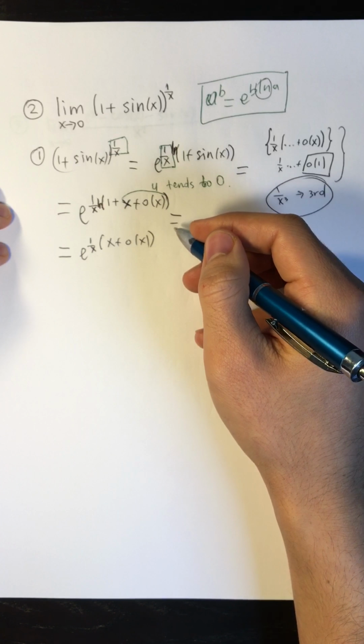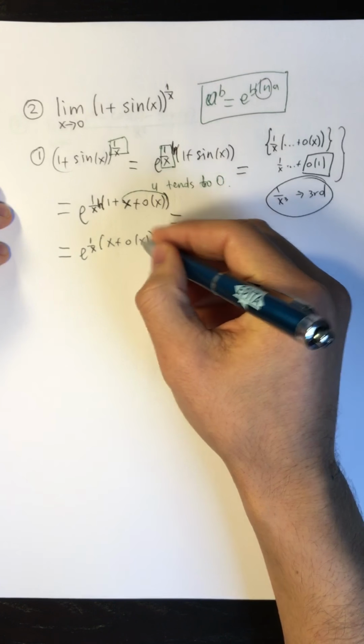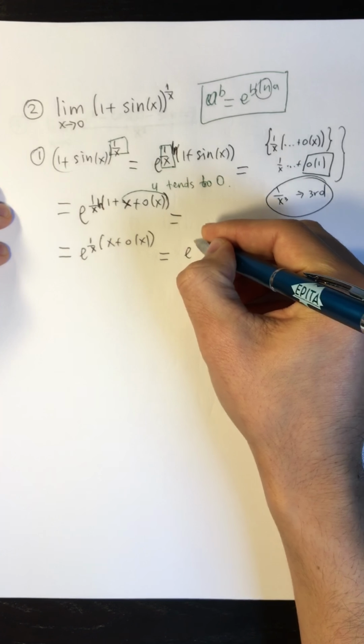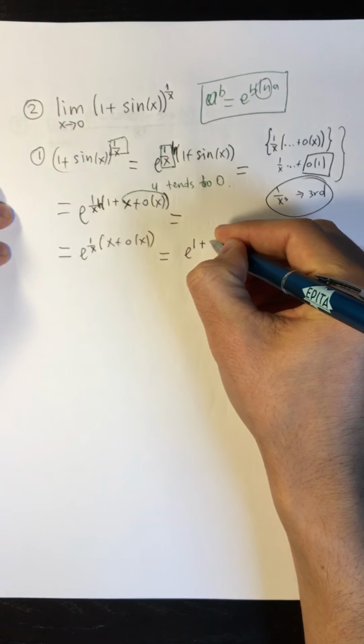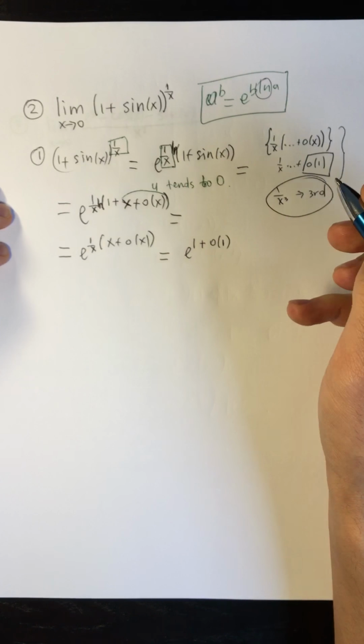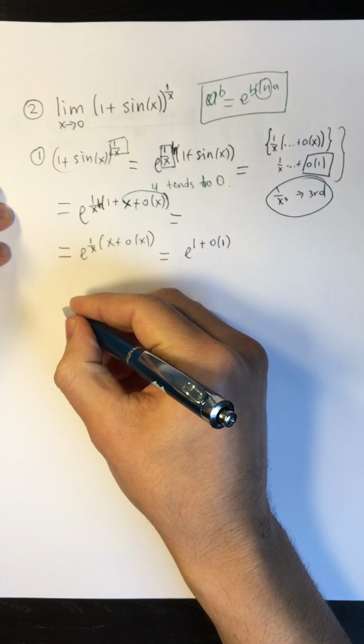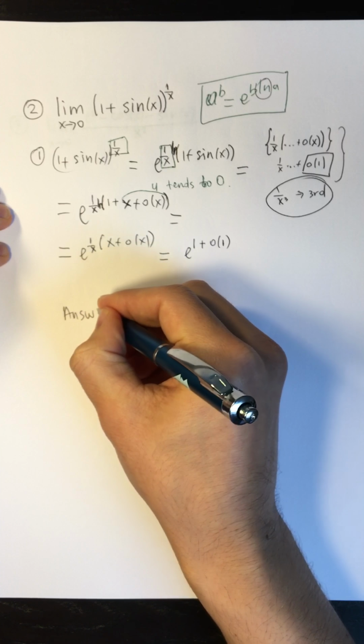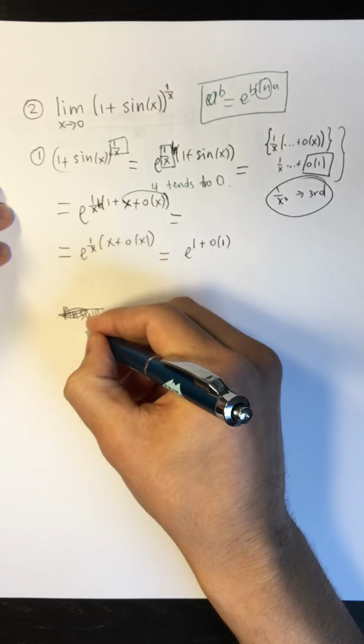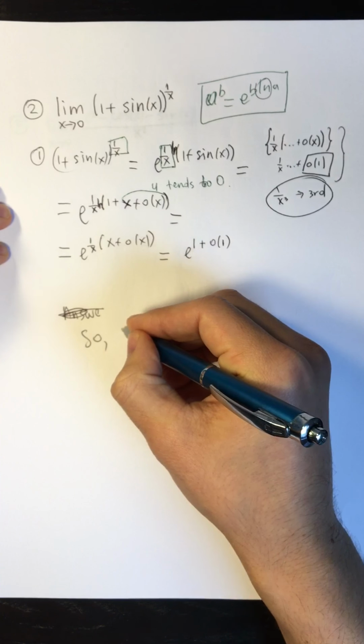Formula number 5 in my previous videos. And I have this one. And I have e to the 1 plus o(1). And this gives you the answer. No, you don't have to write answer. You just write so. It's more professional.